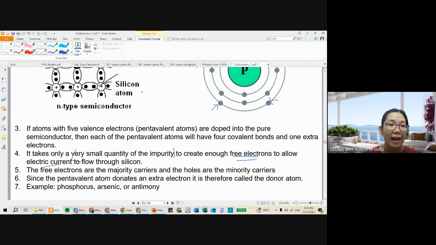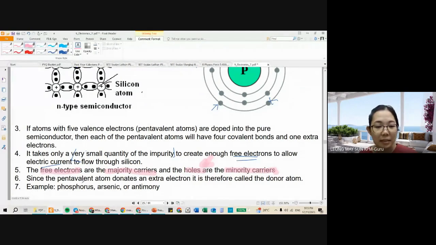So for an N type semiconductor, free electrons are the majority charge carriers, while the holes are the minority charge carriers. There are still holes. The holes are created due to thermal energy releasing electrons. But the majority charge carriers here are the free electrons.